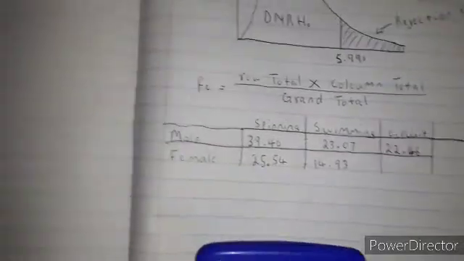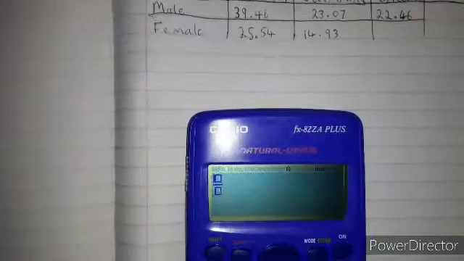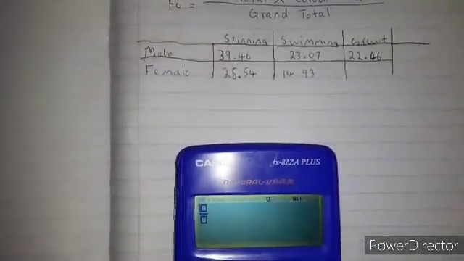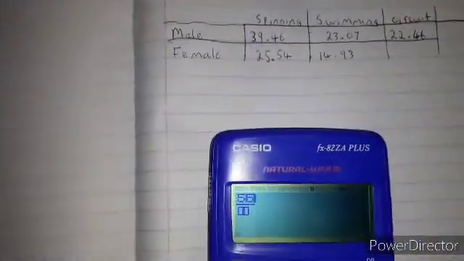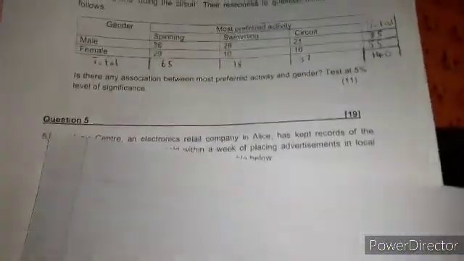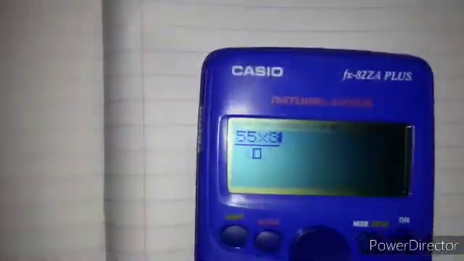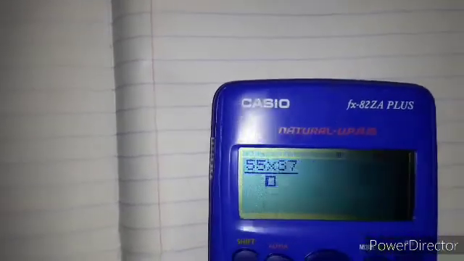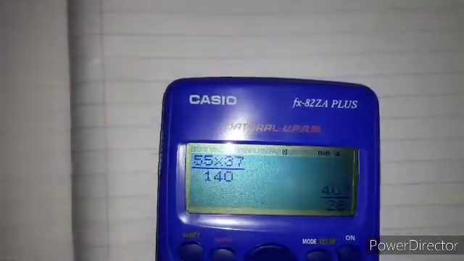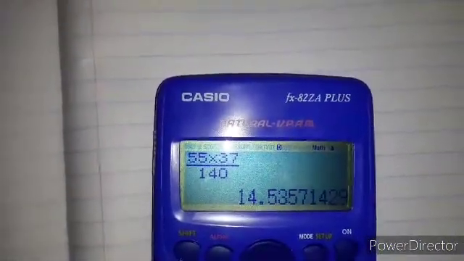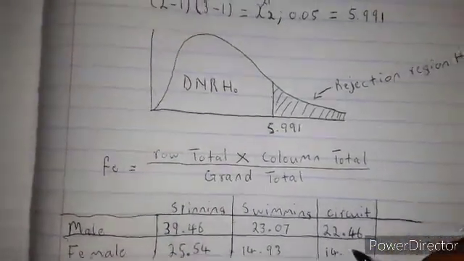Then move to the last column, the second column. Substitute the row total of the female, 55. 55 multiplied by the column total of the second, which is 37, over the grand total of 140, is equal to 14,54.